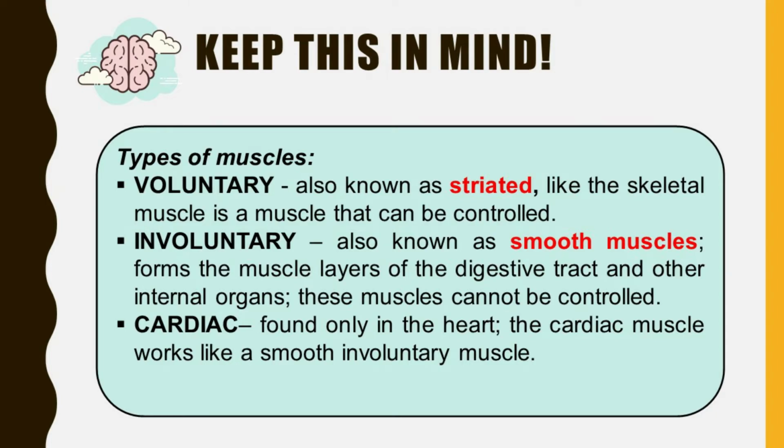There are 3 types of muscles. First is voluntary. This is also known as striated. Like the skeletal muscle, it is a muscle that can be controlled. Second is involuntary, or also known as smooth muscles. Forms the muscle layers of the digestive tract and other internal organs. These muscles cannot be controlled. Third is cardiac, found only in the heart. The cardiac muscle works like a smooth, involuntary muscle.